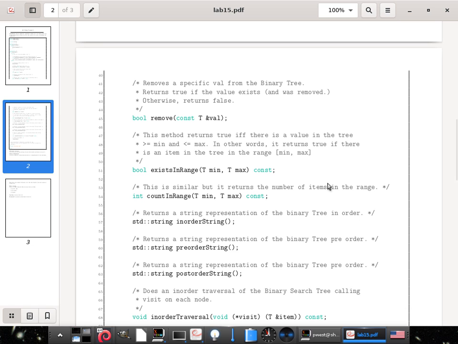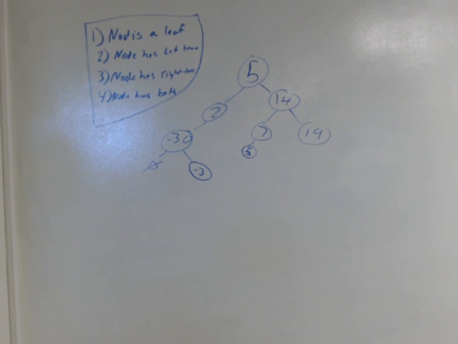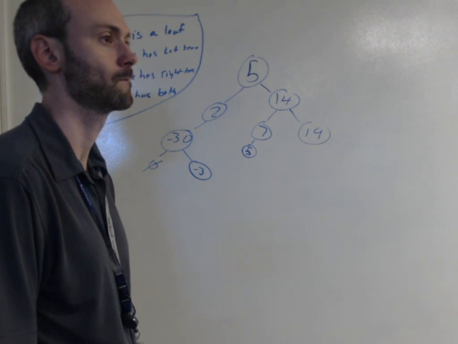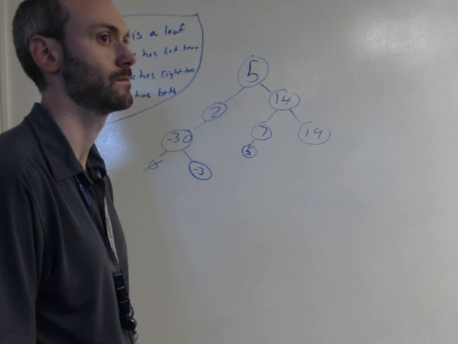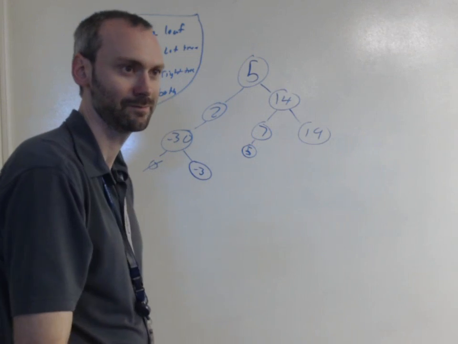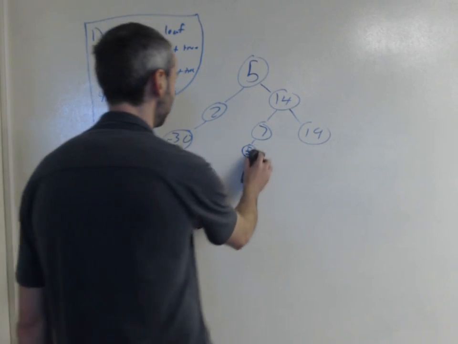Exists in range. In this method, return true if and only if there is a value in the tree greater than or equal to min or less than or equal to max. In other words, it returns true if an item is in the range min to max. So if there is a value in the tree between these two. So let's go to the picture. Is there a value between 5 and 14? Right? There's a 7.